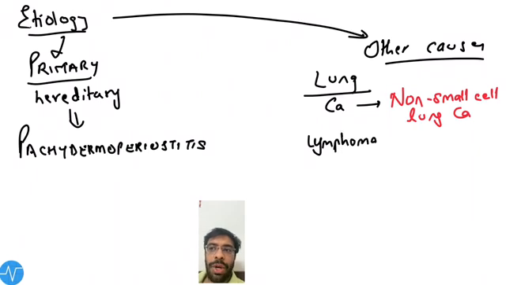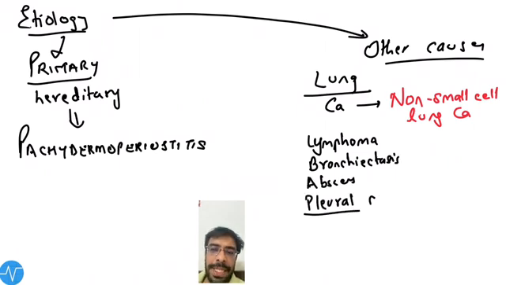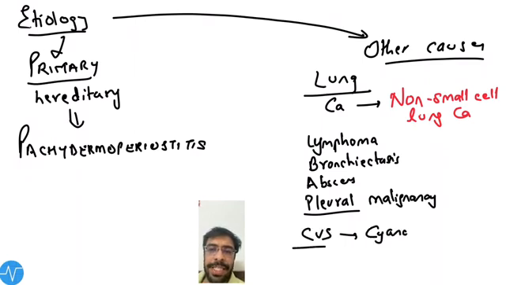In carcinoma, non-small cell lung carcinoma, other lung tumors like lymphoma, bronchiectasis can be one of the causes of lung abscess or pleural malignancy. In CVS, we will have congenital heart disease. In GIT, inflammatory bowel disease.